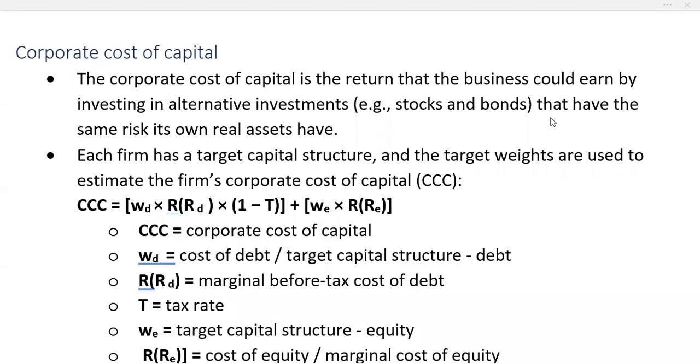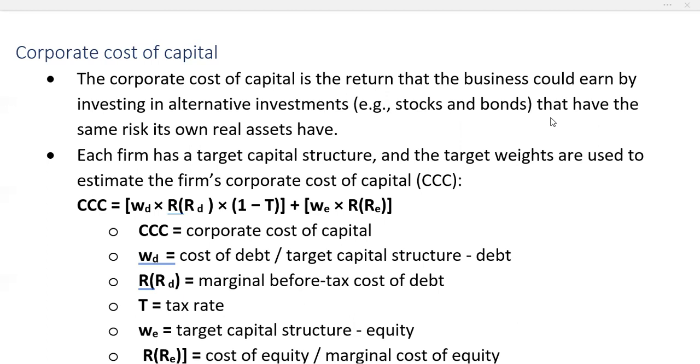In this video, we will demonstrate how you can calculate the corporate cost of capital. The corporate cost of capital is the return that the business can earn by investing in alternative investments, such as stocks and bonds, that have the same risk its own real assets have. Each firm will have its own target capital structure and target weights. These are used to estimate the firm's corporate cost of capital, or CCC.